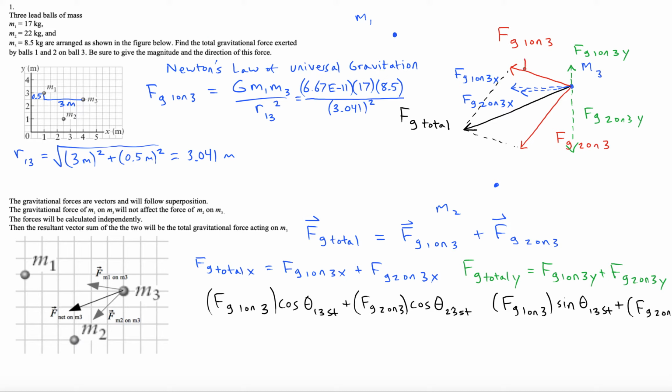All right, I get 1.042 times 10 to the minus 9 newtons. All right, so FG1 on 3 is 1.042 times 10 to the minus 9 newtons. Let's go ahead and plug that right in here.